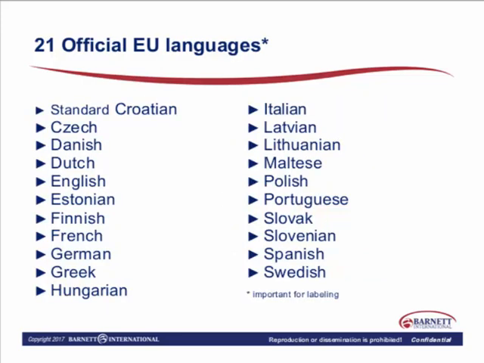There are 21 official EU languages. This is important for labeling. It's one of the reasons I discuss this, because depending on the kind of study that you're doing and what country you're in, your labeling may need to be in the native language. That may need to be first. If you have a global study that's going on in more than one country, that can create some labeling issues with your clinical supplies department.